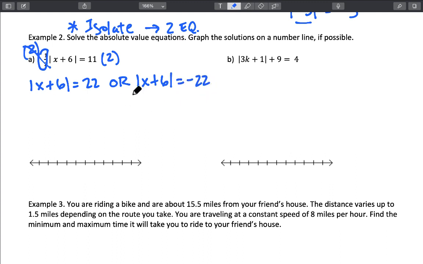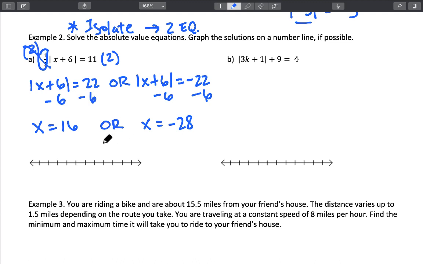All right, once we have those two equations, we can drop our absolute value expression and just solve the equation. We're going to solve that by subtracting 6 from both sides. That gives me x is equal to 22 minus 6, which is 16. Or we're going to subtract 6 from that -22. That gives me x is equal to -28.